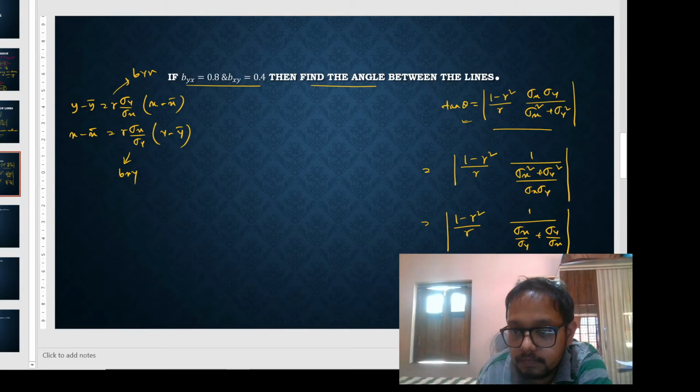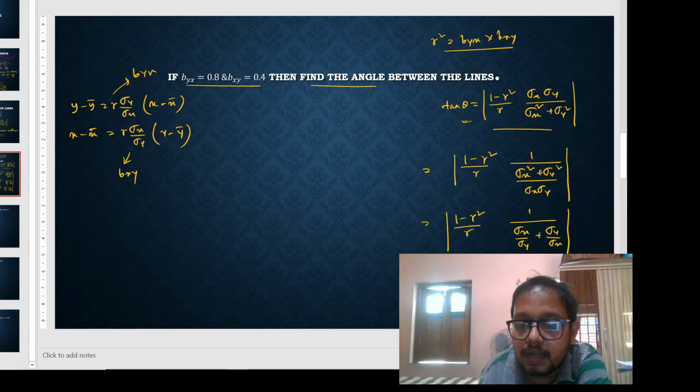So now see from here we can write 1 minus r square into 1 divided by r, sigma x by sigma y plus r sigma y by sigma x. And we know that this one is equal to byx and this is bxy, and also we know that r square is equal to byx into bxy. So now from here, I just write it here, that is 1 minus bxy into byx divided by byx plus bxy.